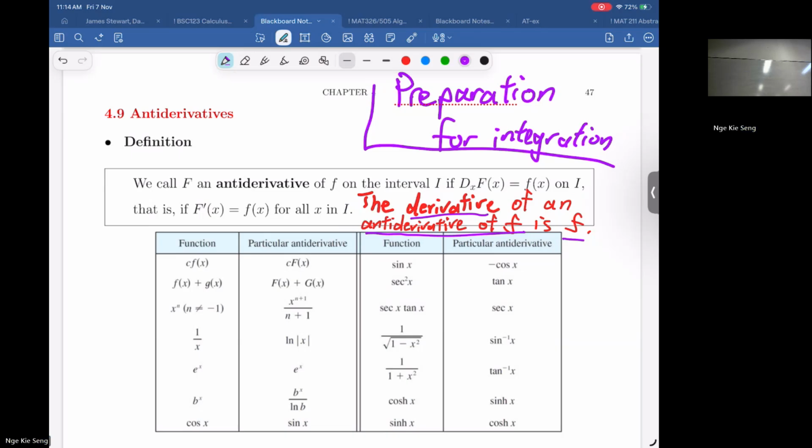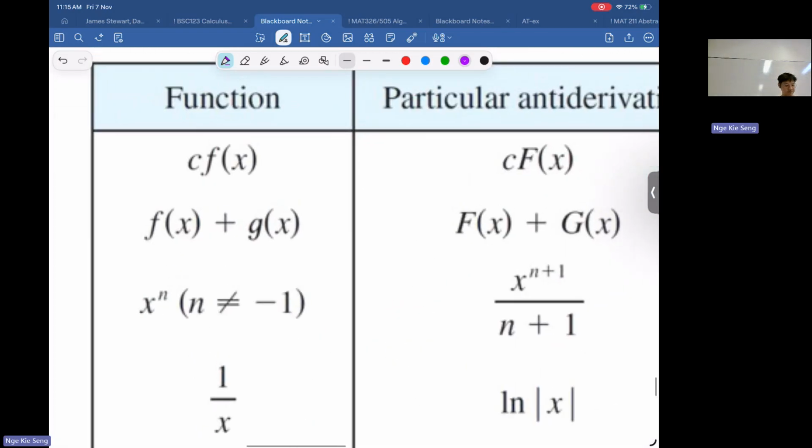Okay. So the derivative of an antiderivative of f is f. Okay, so let's look at some examples here. Which one is the example? The easier one is, let's start with the third one.